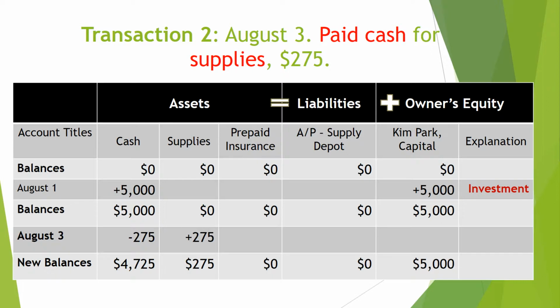$4,725 plus $275 plus 0, we will get $5,000 for our assets. Then we're going to go to the right side and add liabilities, which is 0, plus capital, which is $5,000, to get $5,000. So assets $5,000, liabilities plus owner's equity $5,000. Our accounting equation is in balance.